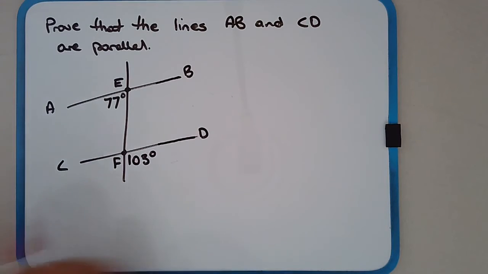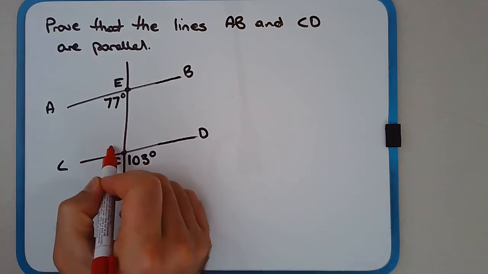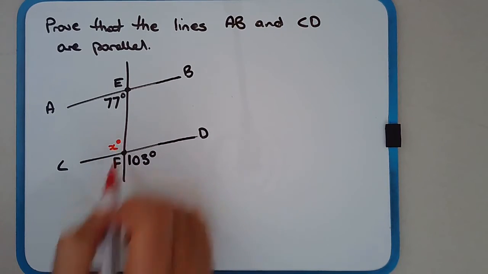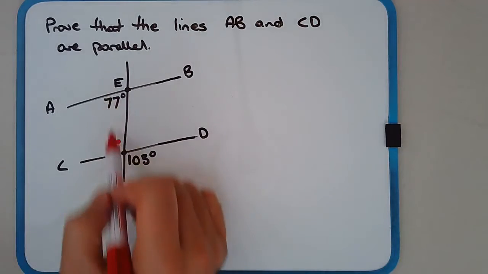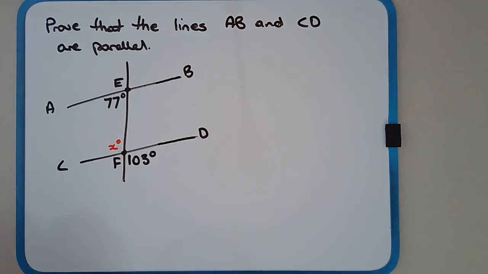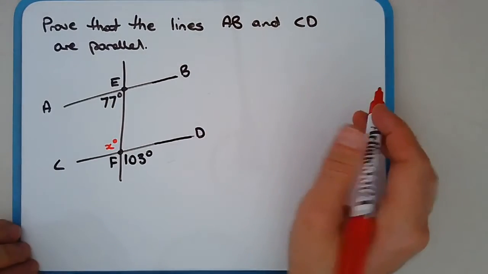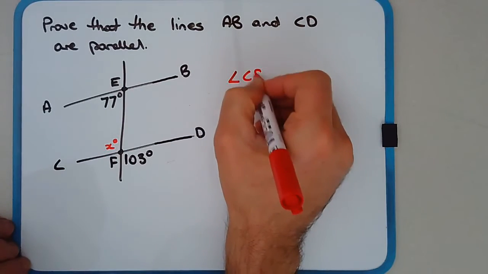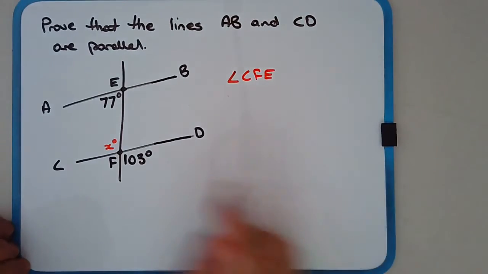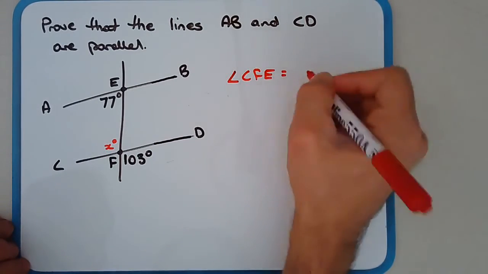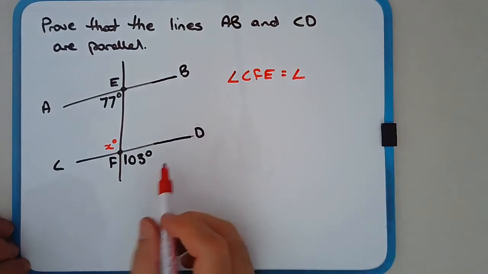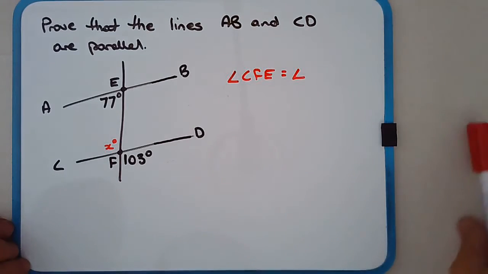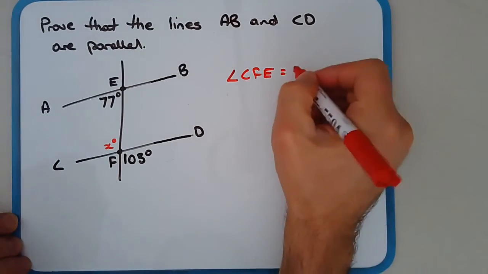So I think what we'll do is find this angle here. We'll call that X, and maybe show, if possible, that these two angles are in fact co-interior. So let's write the proof. This is how we write the proof. First of all, angle CFE is equal to 103 degrees.